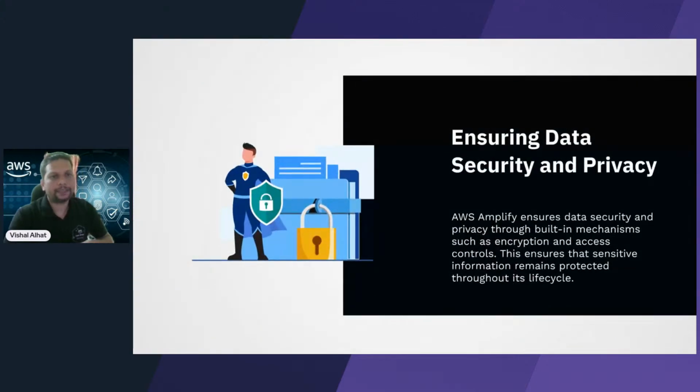Okay. Then ensuring data security and privacy. In the previous point, I briefly explained those things. AWS Amplify will make sure that the data you are storing, and that is being transferred from your network via AWS Amplify, is protected. AWS Amplify provides you the built-in mechanisms like encryption and IAM or role-based access controls in order to ensure that your sensitive information remains protected throughout your software lifecycle and when your data is flowing between the database, front end, and back end, right?